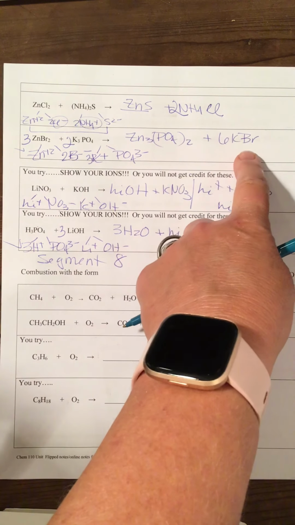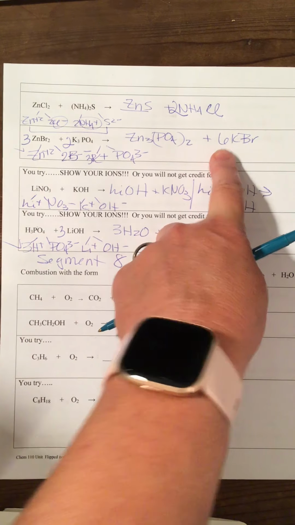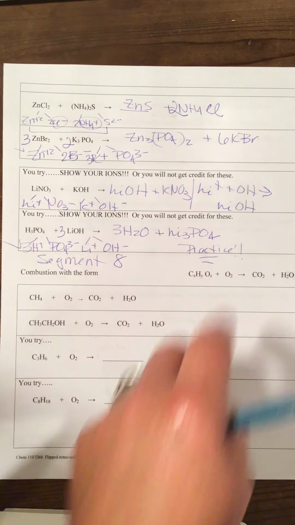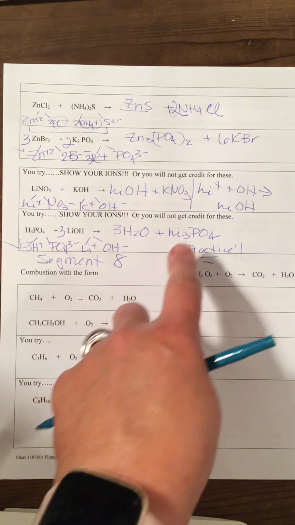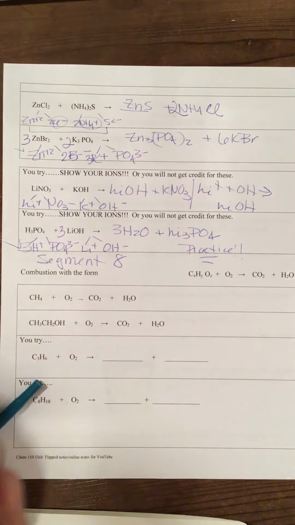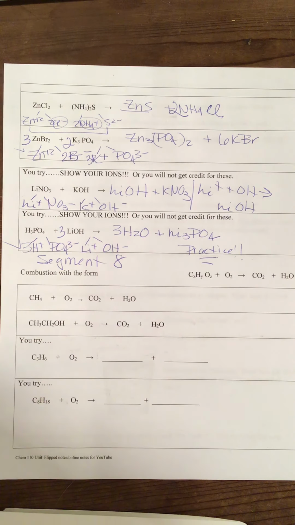Zinc phosphate, potassium bromide, 2 and 3 always tells us we're going to make 6. Down here, 3 waters, lithium phosphate, and by the way, it doesn't matter if you list this one first and this one second, or this one second and this one first, 1, 2, or 1, 2. It doesn't matter the order in which you write them.